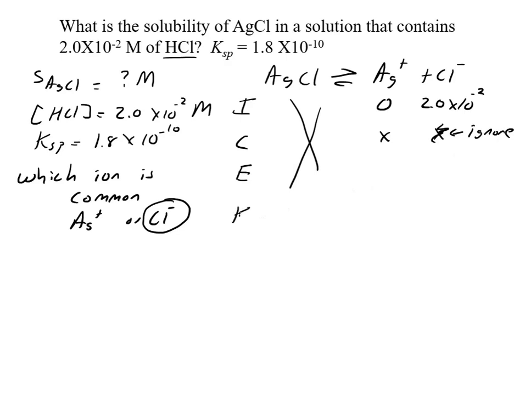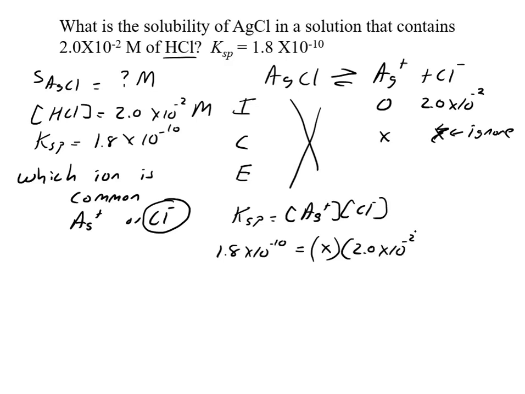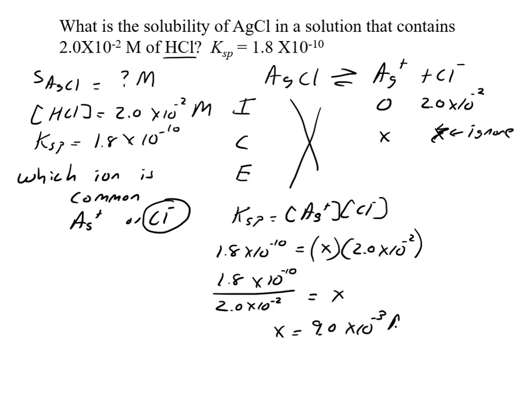My KSP expression is going to be the silver plus times the chloride minus. So I have 1.8 times 10 to the minus 10th is equal to x times 2.0 times 10 to the minus 2. So I divide both sides by that 2.0 times 10 to the minus 2 to give me x, and so x ends up being 9.0 times 10 to the minus 8 molar. Okay, and that is going to be the end of my video.